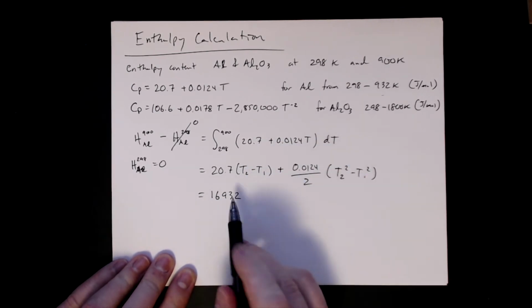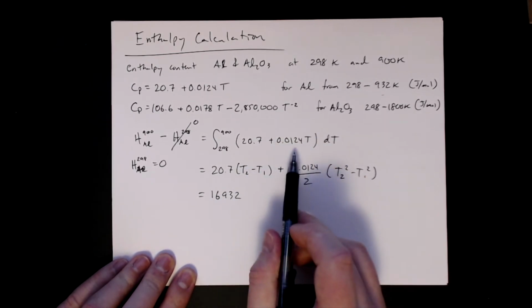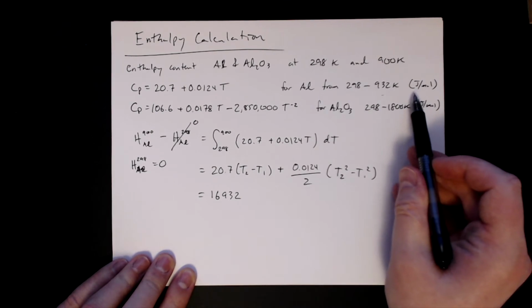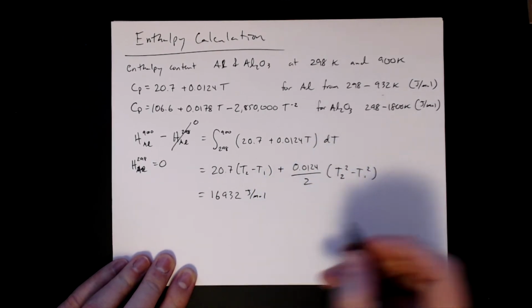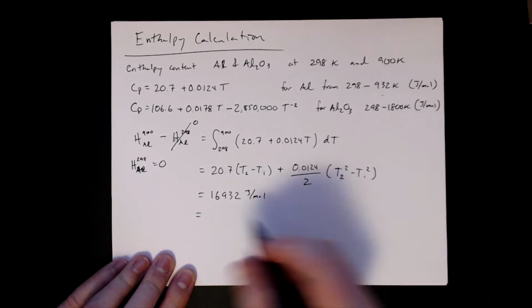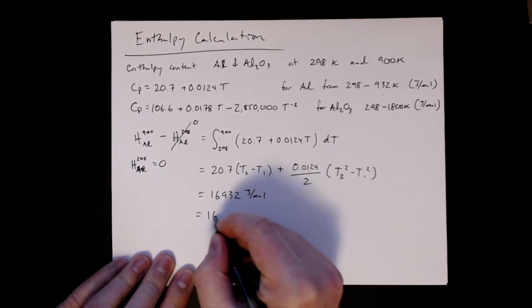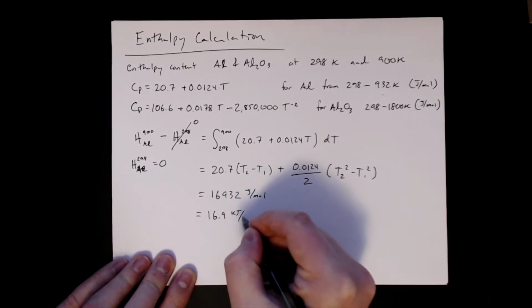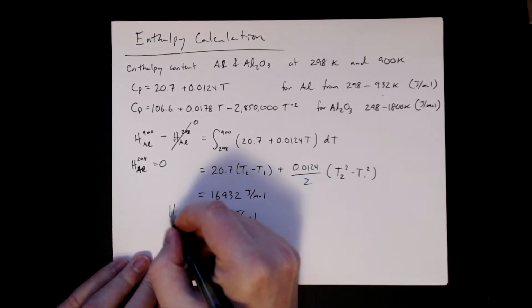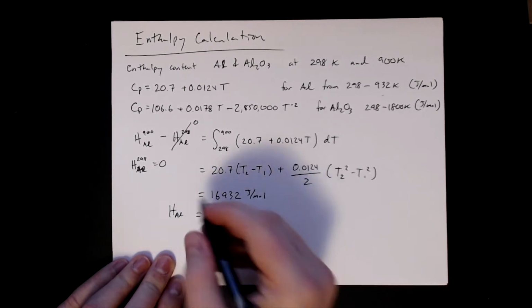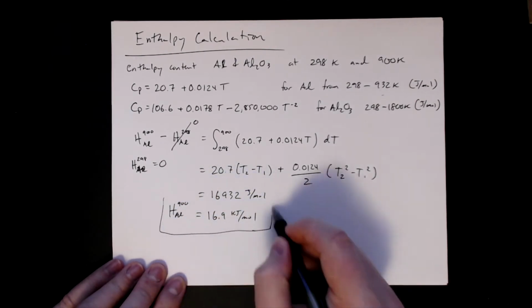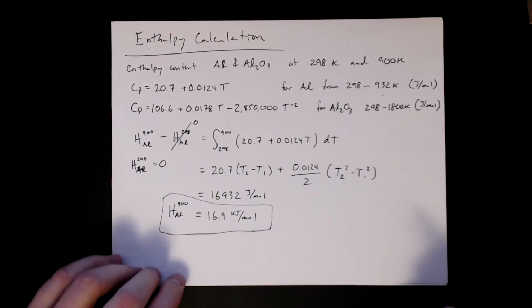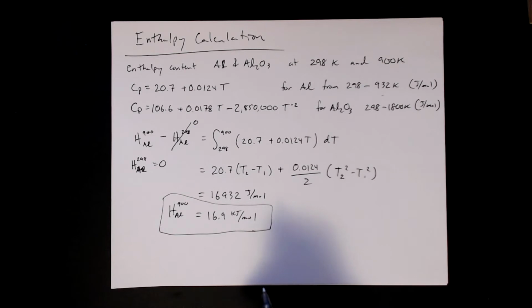All right, so T2 is 900, T1 is 298, and so when I put all of this in, I get 16,932. From the expression here, all of these heat capacities are in terms of joules per mole, so this is joules per mole. Since this is such a large number, we can just say this is 16.9 kilojoules per mole for the enthalpy content of aluminum at 900. So that's the first part that it's asking us about.